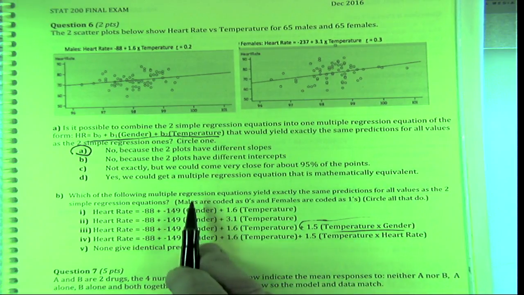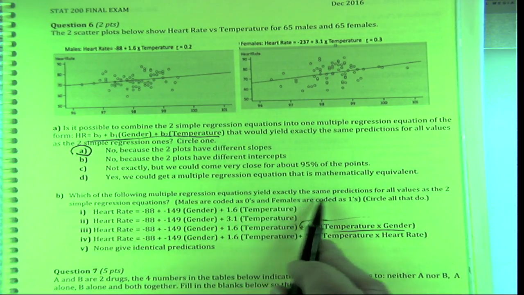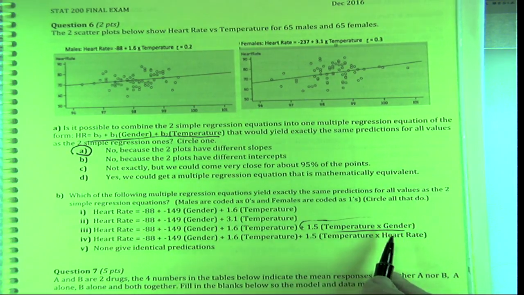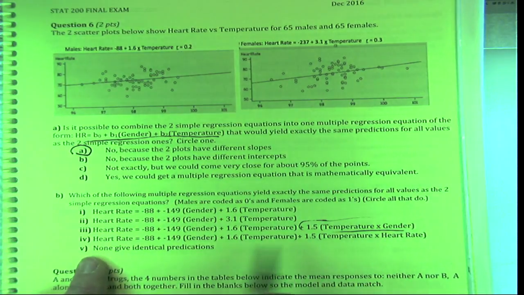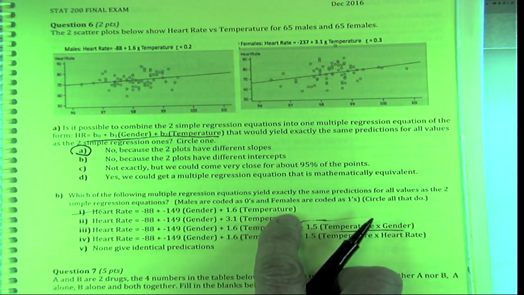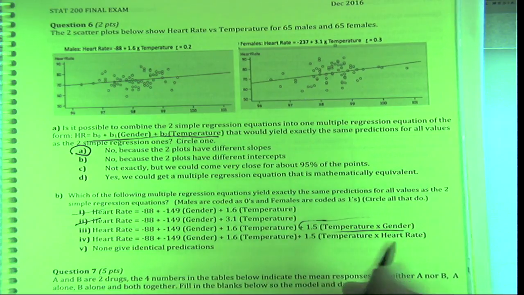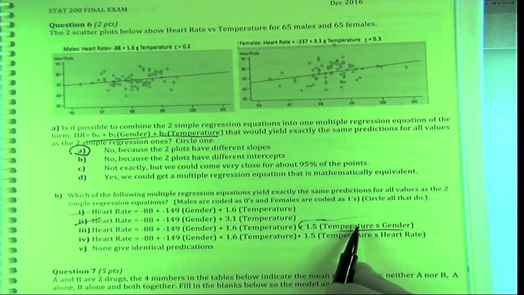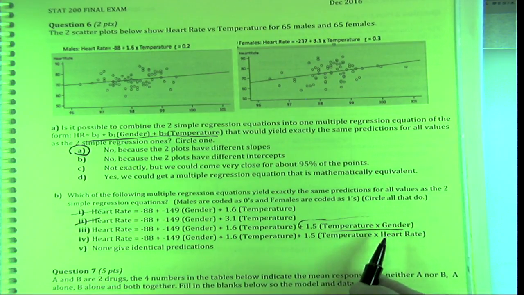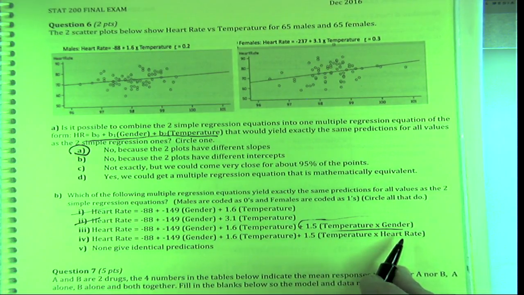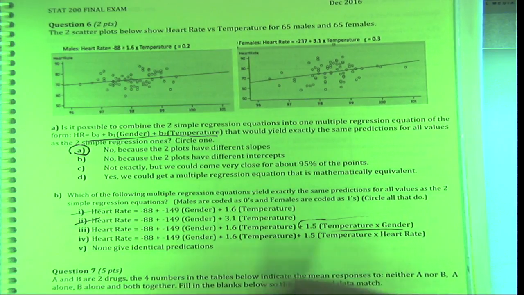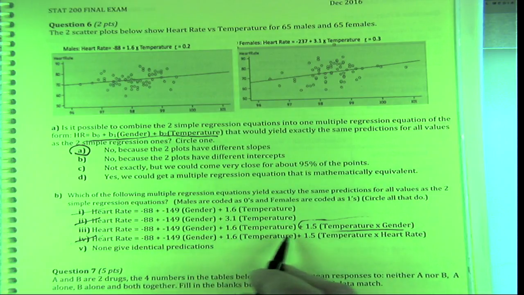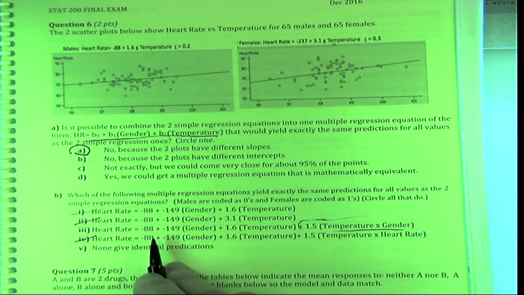So if we look down here, which of the following multiple regressions yield exactly the same? Well, this one can't because it doesn't have an interaction term. This one can't because it doesn't either. This one has the wrong interaction term. It has to be an interaction between the two predictor variables. This is not a predictor; this is a y variable. So this is bad. So now we're down to these two. So you just have to see if those are the right coefficients.